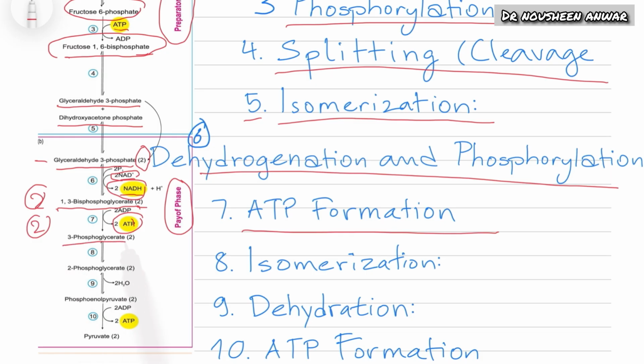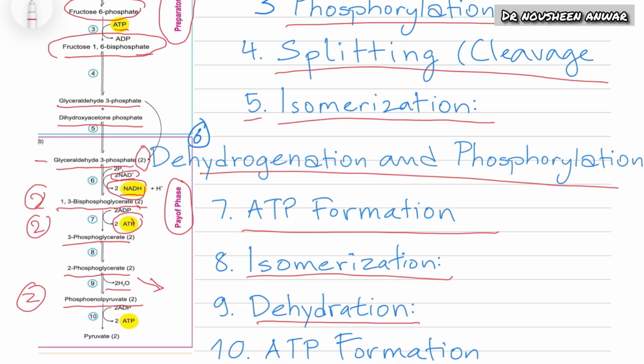This 3 phosphoglycerate, the two molecules, is changed into another molecule with the same formula, which is 2 phosphoglycerate. What actually happened is just that the phosphate group moved from carbon 3 to carbon 2. This process is called isomerization because the molecular formula is the same. Now the next step, the ninth step: the water molecule from 2 phosphoglycerate is removed, it goes away, and it becomes phosphoenol pyruvate. So now we have two molecules of phosphoenol pyruvate. This is the 9th step.